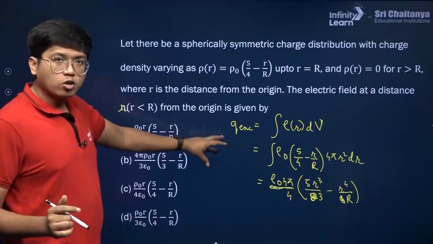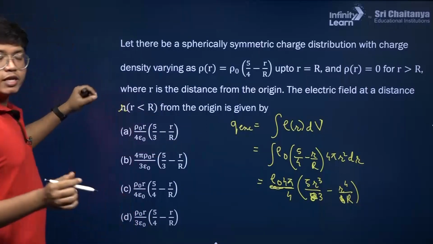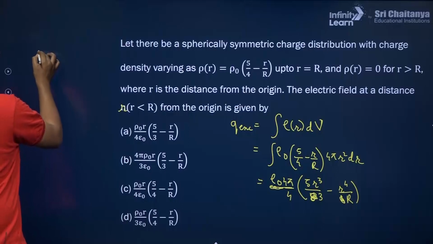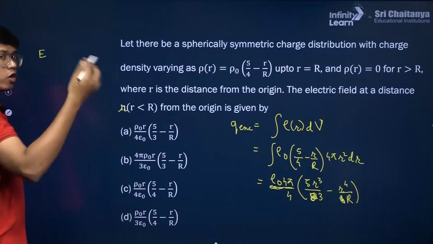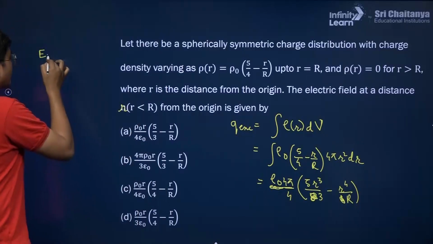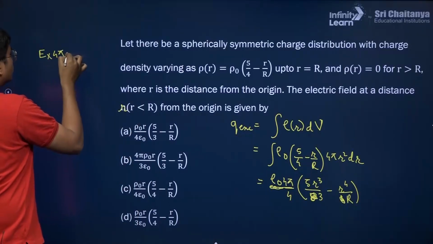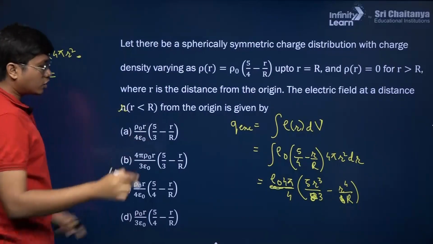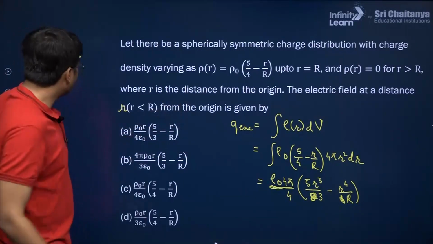Now this is my enclosed charge. Now I can proceed into the Gauss law. In Gauss law, what do I know? I know that ∮E·dA, since I'm taking a spherically symmetric charge distribution, the area would be 4πr² for the sphere, and that is equal to this enclosed charge divided by epsilon naught.